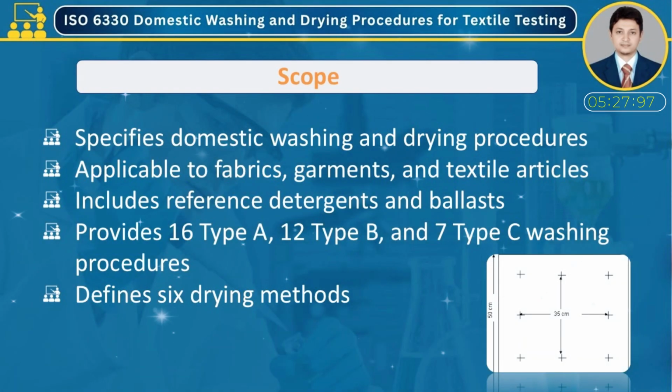The scope of ISO 6330 covers standardized washing and drying methods used for evaluating textiles under domestic laundering conditions. It applies to fabrics, garments, or other textile products that undergo washing and drying during performance testing. The standard defines multiple washing and drying procedures, ensuring global consistency in test results.